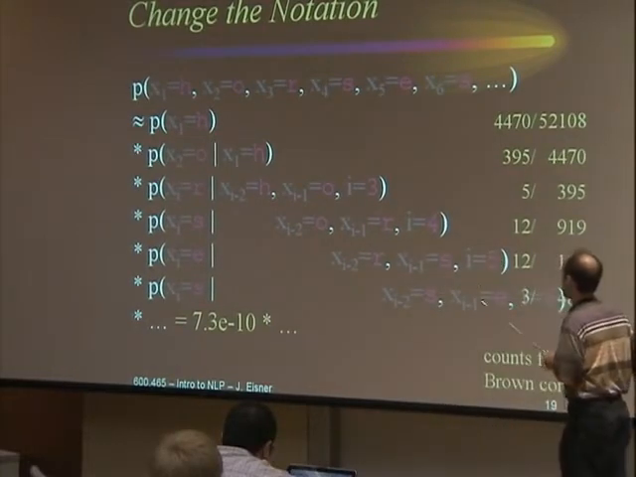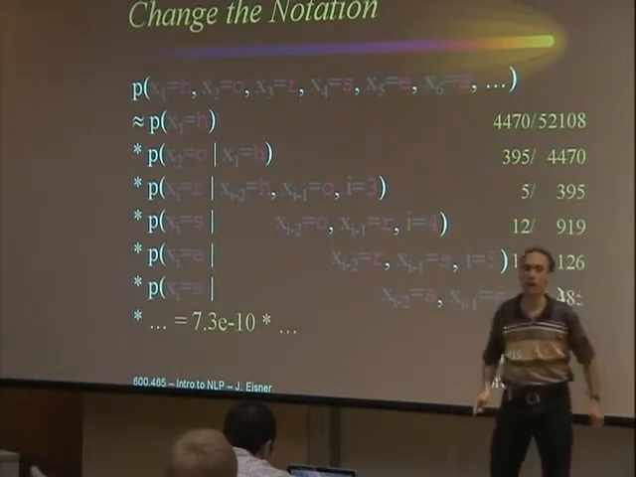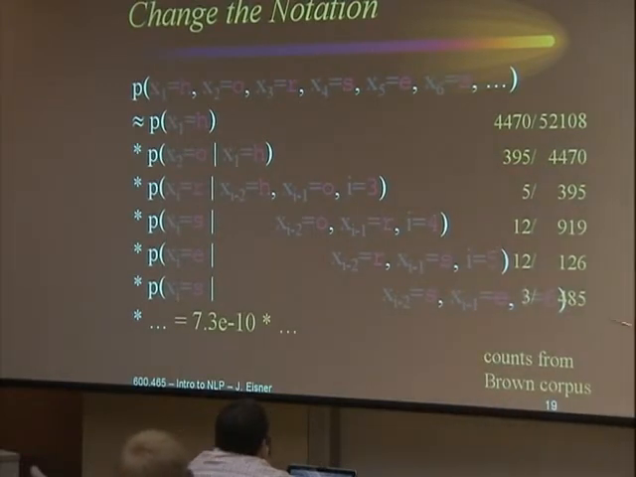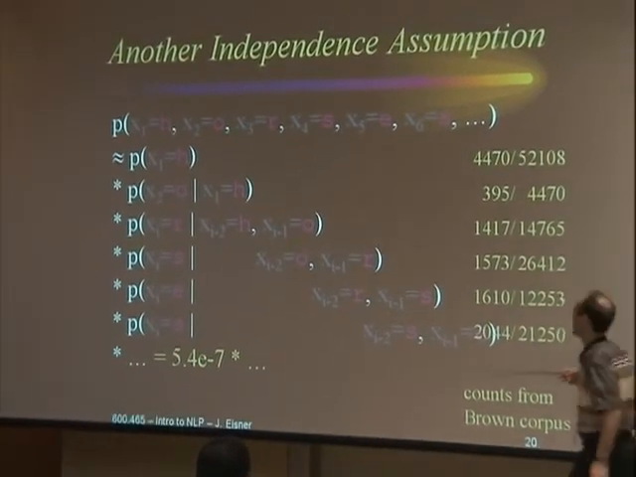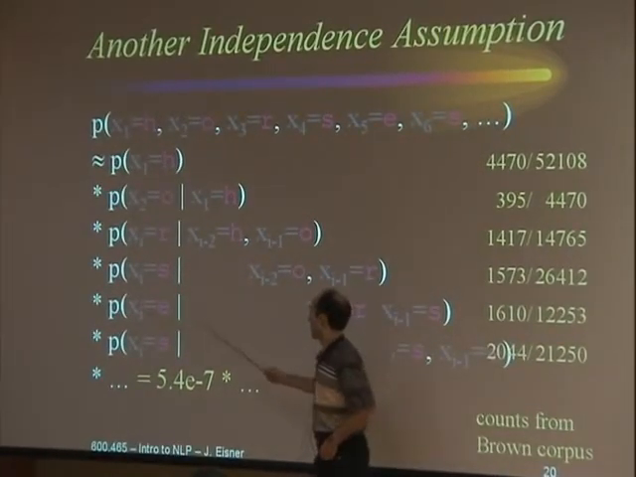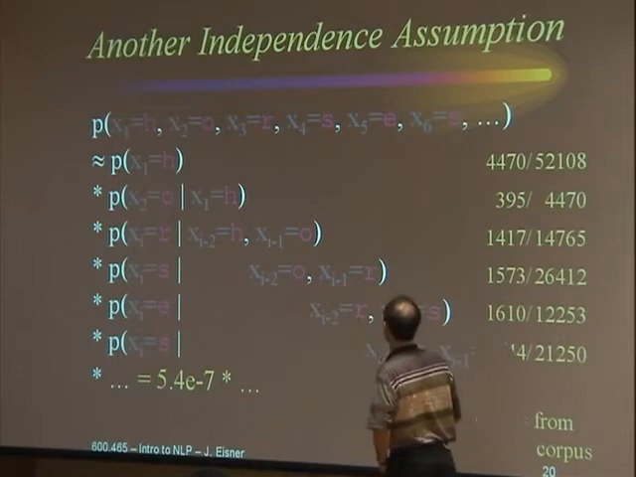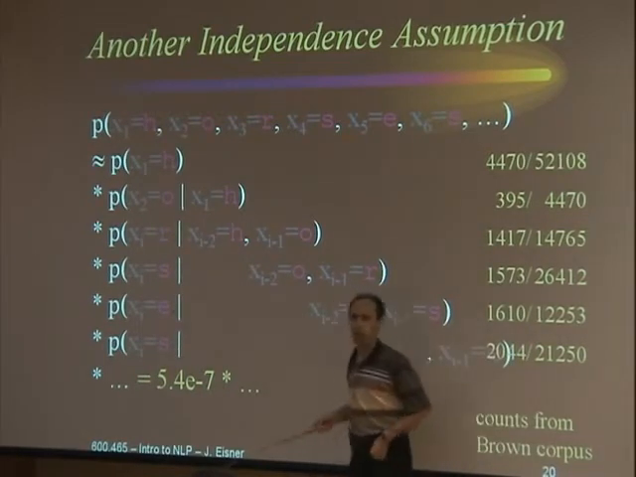So I haven't changed anything. All these numbers are still the same. The result is still the same. But what can I do now that I've changed the notation this way? I can back off. So let's ignore the position now. Now this probability model is asking for the probability, over all i's, that if xi minus 2 is R and xi minus 1 is S, the next letter would be E.